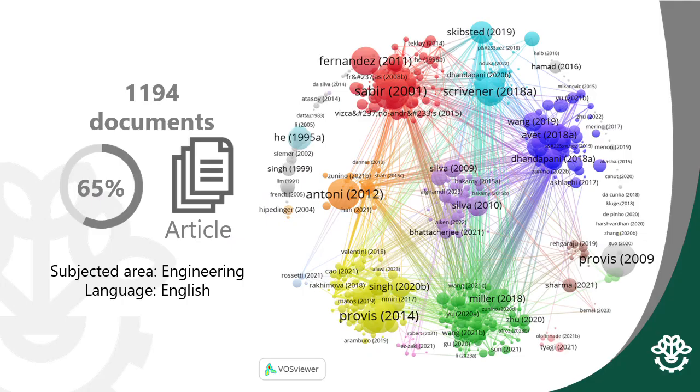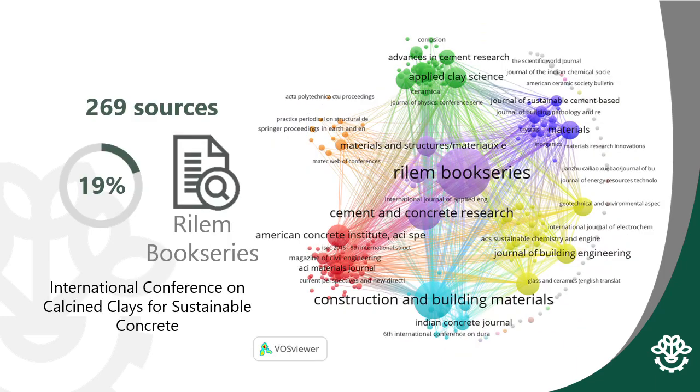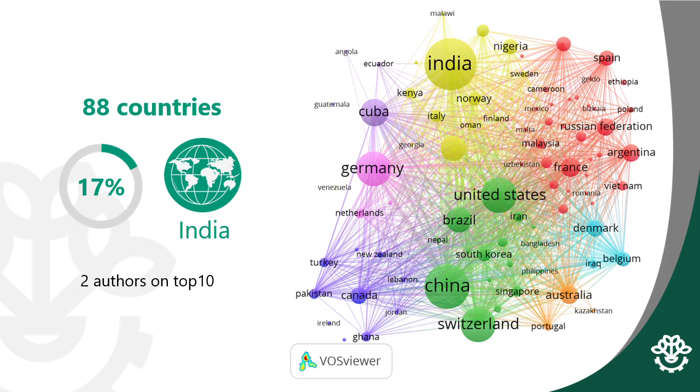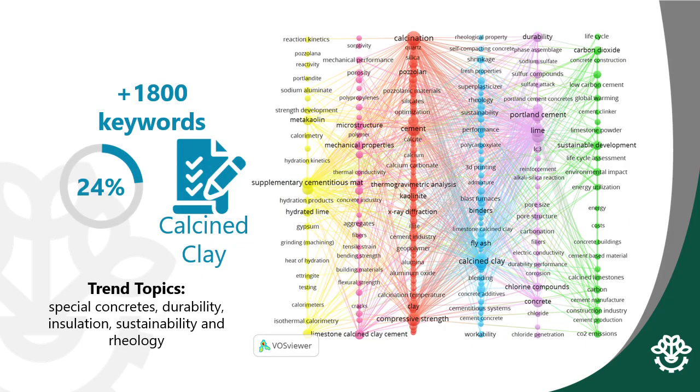After creating all maps, the results were analyzed and discussed considering data from documents, main publication sources, main authors in the area and their connections, countries that published the most in the field, in addition to the most frequently occurring keywords, most studied topics, gaps, and trending topics.